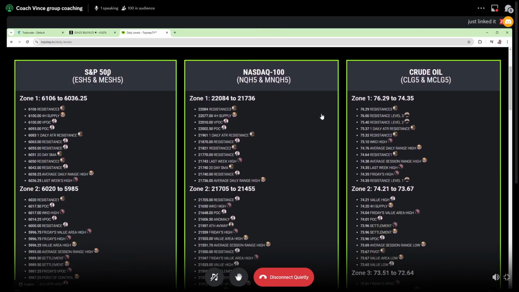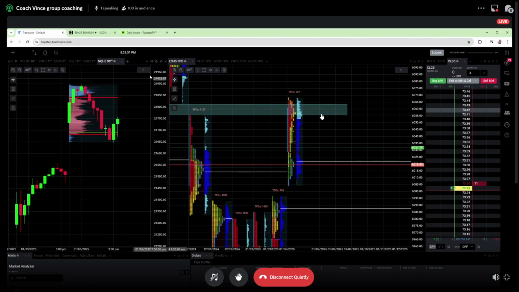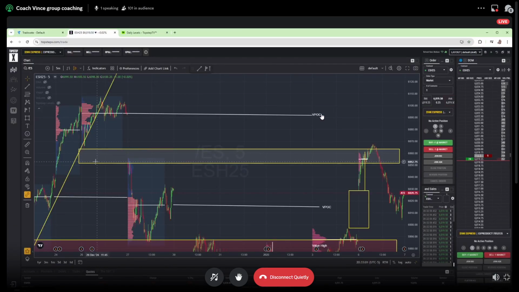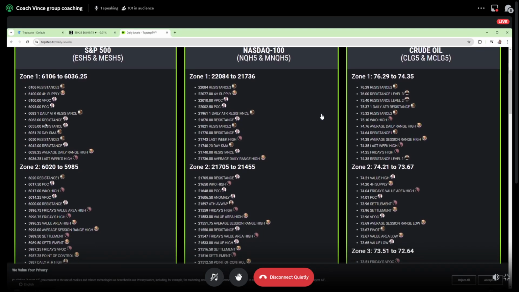All right, so let's see what levels I have. I don't know if I have this on there or not, but 6064. Yeah, so here we go. I have resistance here at 6063. Okay, so 6063, I have resistance on this top step daily level.